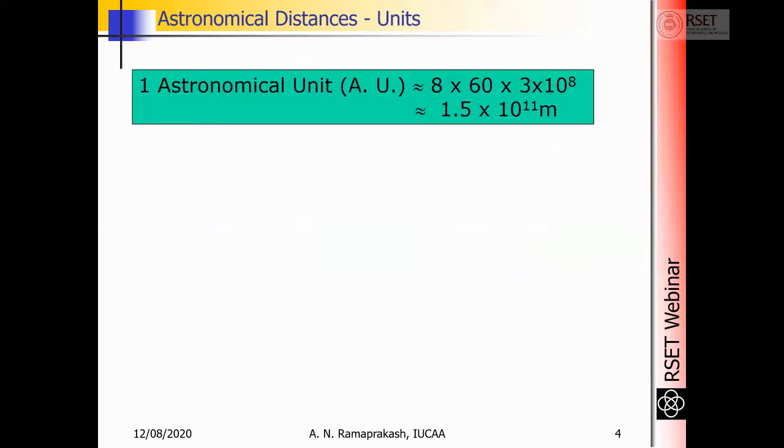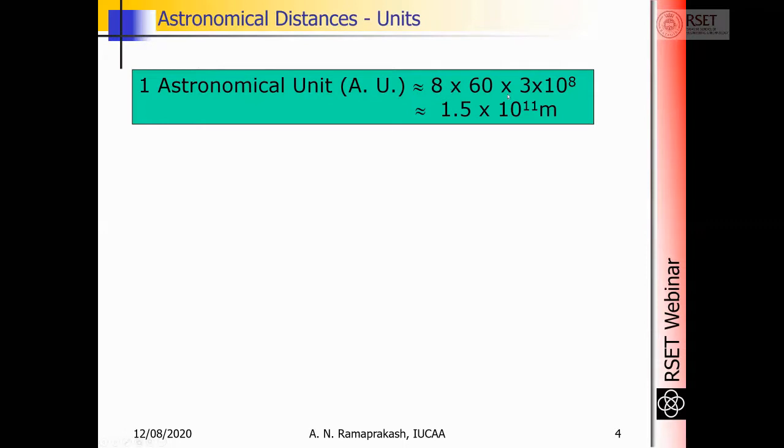I put a star, before going to that, let me at least bring to your attention what are the distances involved in astronomy? When you say telescope brings objects closer, how far away are astronomical distances? So one of the units which astronomers use to measure distances in astronomy is an astronomical unit, very obvious name. It is the mean radius of the Earth's orbit around the sun.